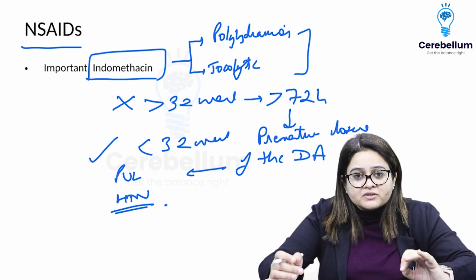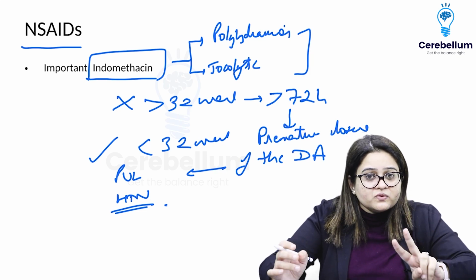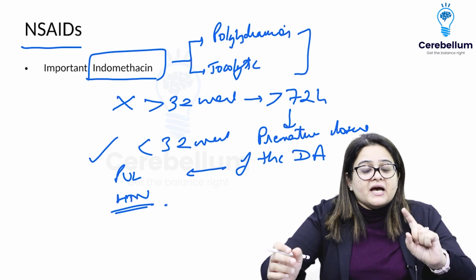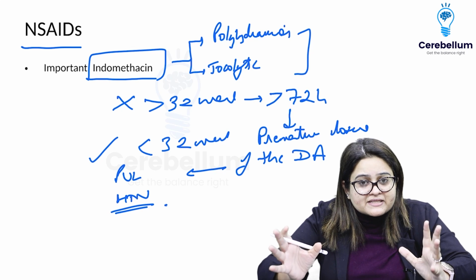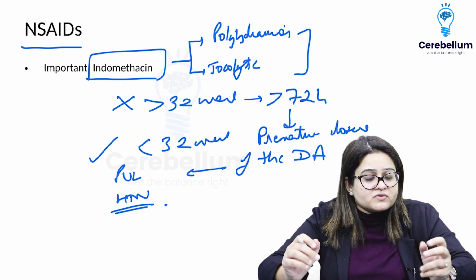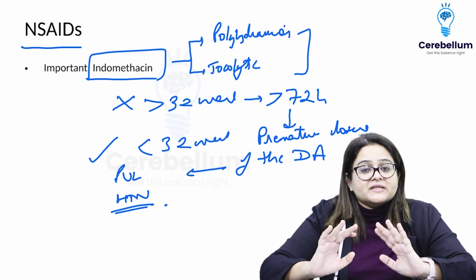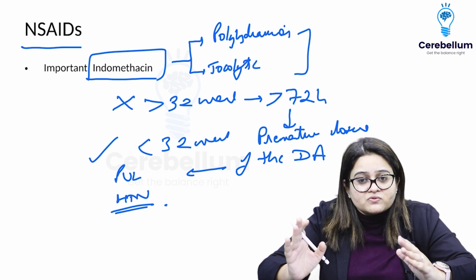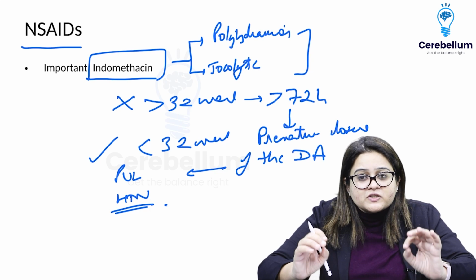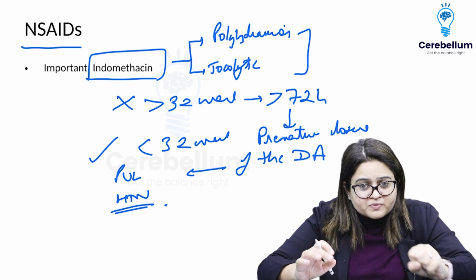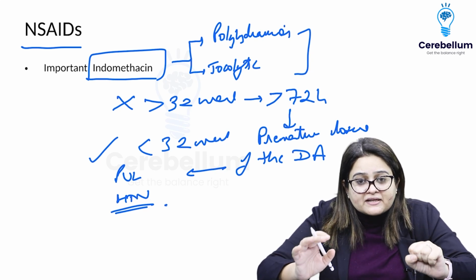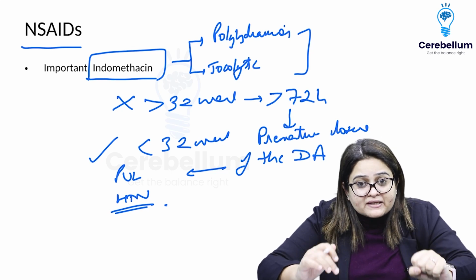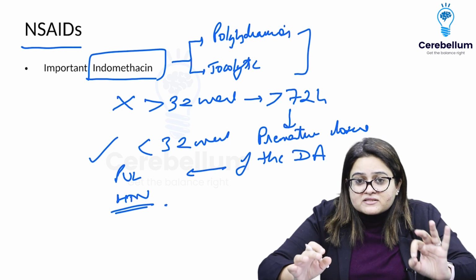It's very important because it has two uses in obstetrics. Polyhydramnios, it reduces the amniotic fluid, and tocolytic, it causes relaxation of the uterus in a patient who comes with preterm labor. But we never give it after 32 weeks, especially for more than 72 hours, because if we do, it will close the ductus arteriosus prematurely, and that can cause pulmonary hypertension in the fetus and the baby can die. Less than 32 weeks, it doesn't cause this.